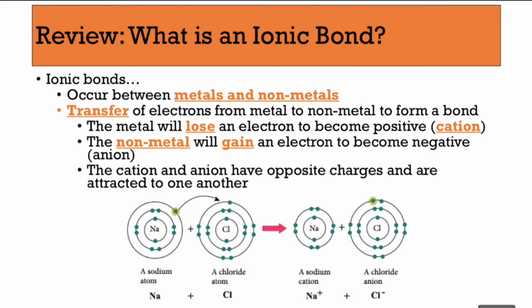Alright. Properties of ionic compounds. Just to review, we know what an ionic bond is, right? It happens between a metal and a non-metal, and the electrons are transferred, not shared. The metal will lose an electron, the non-metal will gain an electron.